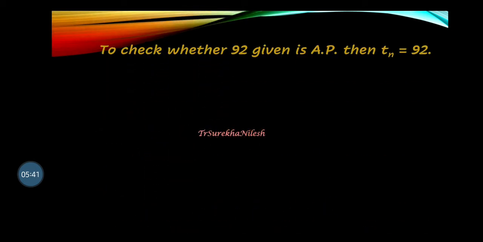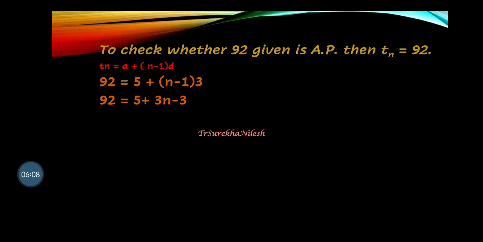The next part of this question: to check whether 92 is in this AP. So our Tn will be 92. Writing the formula, Tn equal to a plus n minus 1 times d. Substituting the values, 92 equal to a is 5, n minus 1, d is 3. 92 equal to, multiplying 3 into n is 3n, 1 into 3 is 3, and the sign is minus, so we will put a minus sign. So the equation goes as 92 equal to 5 plus 3n minus 3.